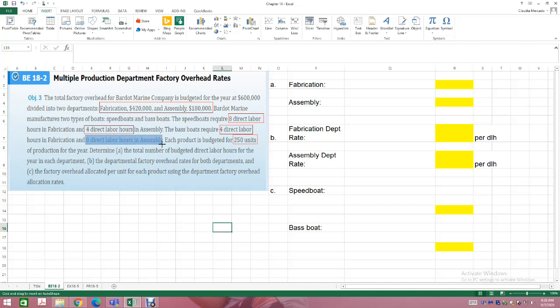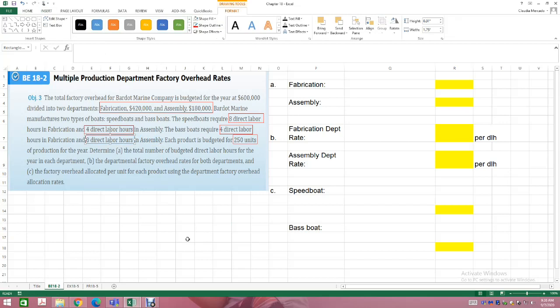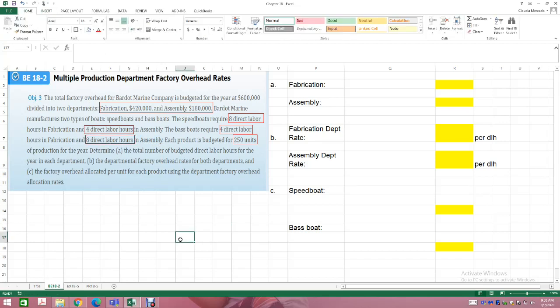8 direct labor hours in assembly. Okay, so at the end of the day, both boats take 12 hours to manufacture. It's just that the speedboat takes 8 hours in fabrication, while the bass boat takes 4 hours in fabrication, and the speedboat takes 4 hours in assembly, while the bass boat takes 8 hours in assembly. But in total, 8 plus 4 is 12 for each of the boats. It's going to take us 12 hours to manufacture, whether it be a speedboat or a bass boat.